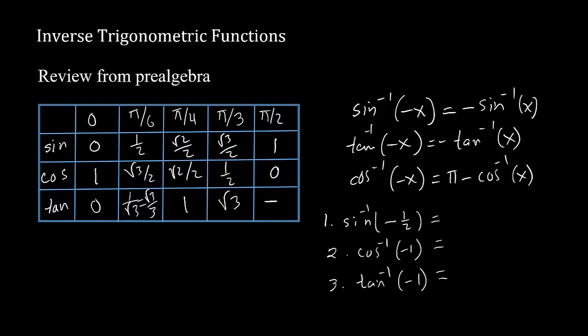We'll check these three values. So sine inverse negative half, we know that it is negative sine inverse half. So sine inverse half, you can see from here, is pi by 6. So it will be negative pi over 6. For cosine inverse negative 1, first you write pi minus cosine inverse 1. So cosine inverse 1, you can see, is at 0. So cosine inverse will be 0. So we just say pi minus 0.